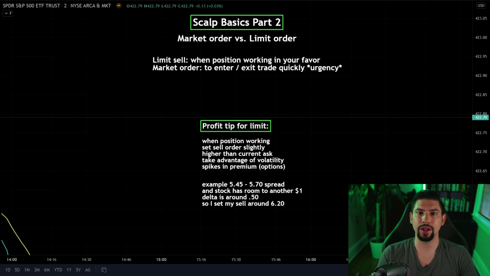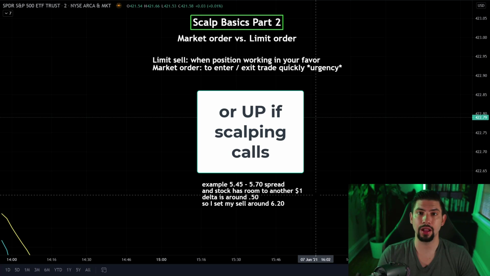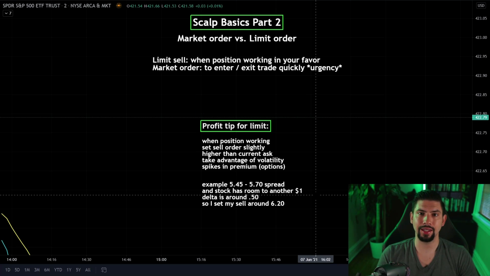Now, one of the greatest tips that I can give you in terms of scalping is when you do enter a position and it starts to work for you. For example here, if you enter into a position and let's say the spread right now is $5.45, and I think based on the chart that this stock could move down another dollar pretty quickly, I'm gonna set a sell limit order and I'm gonna add on about another 40 to 50 cents onto the current ask.